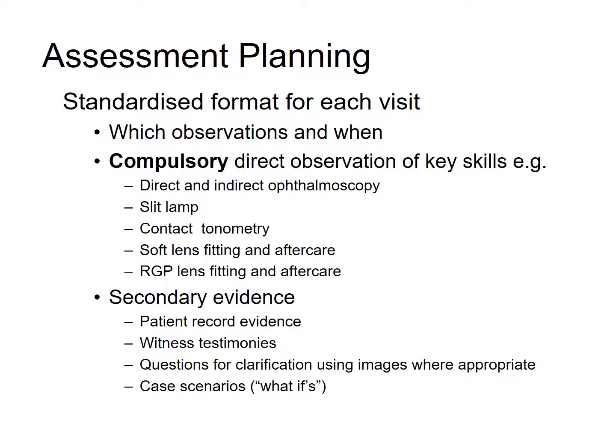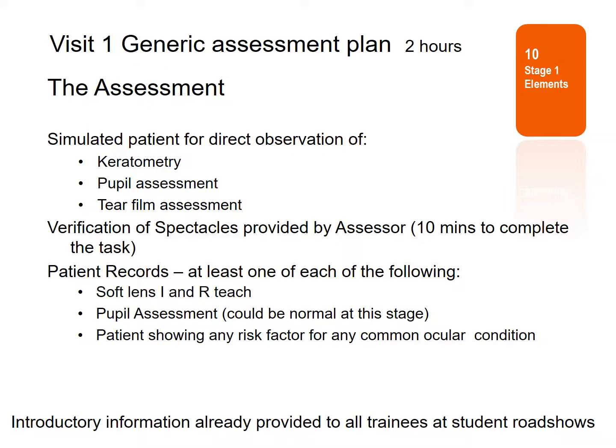So, if we think about visit 1, this is the start of the assessment plan for visit 1. Okay, so this is a month into their practice life with you. 10 competencies. You're going to have a dummy patient for them to play with, so a member of staff, friend, whatever. And they're going to do keratometry and pupil assessment and a tear film assessment on that patient. And then they're going to do verification of a pair of specs, which we'll bring along, usually a pair of multifocals.